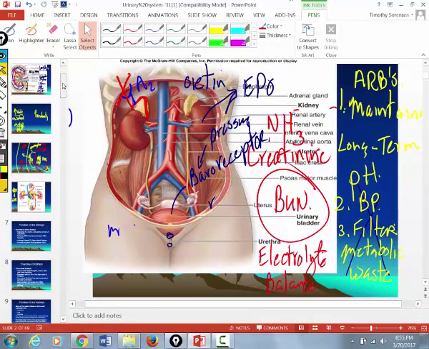Yeah. That is the renin-angiotensin-aldosterone mechanism, and then the function of ACE inhibitors and ARBs. Say yeah.